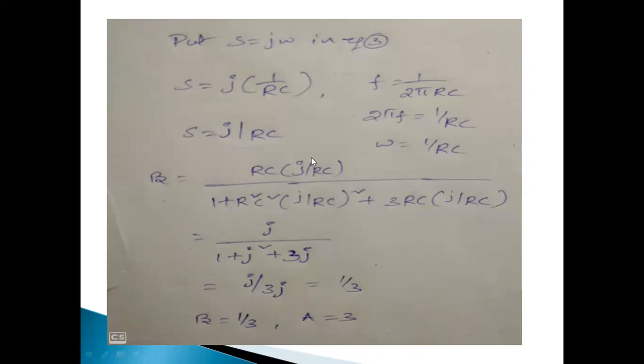So beta means feedback network gain. If feedback network gain is 1 by 3, what is the basic amplifier gain in order to satisfy the Barkhausen criteria? So what is Barkhausen criteria? One of the conditions in Barkhausen criteria is magnitude of the loop gain must be unity. So mod A beta is equal to 1. If beta is 1 by 3, to satisfy the condition, what is A value? A beta is equal to 1. If beta is 1 by 3, A becomes 3. So that is the basic amplifier gain is 3 for the Wien-Bridge oscillator.